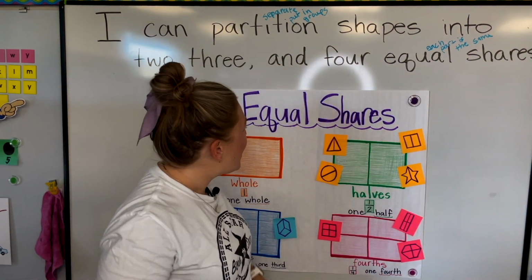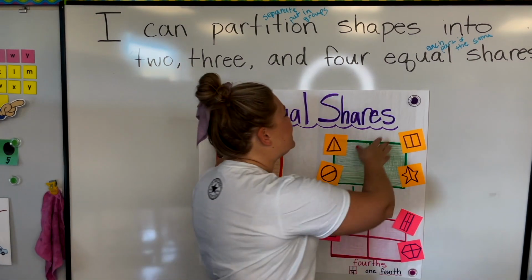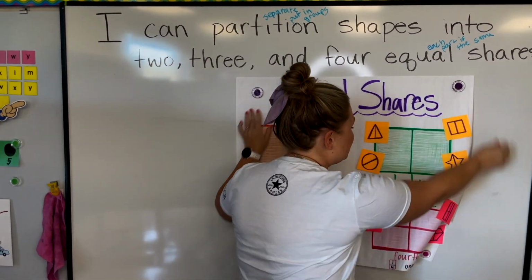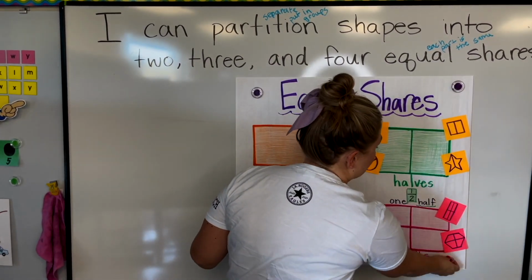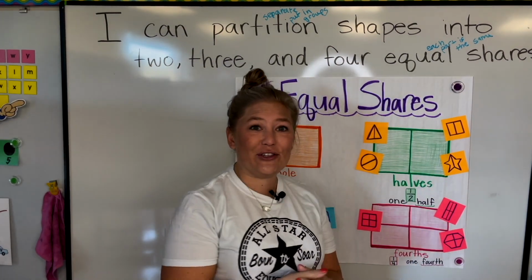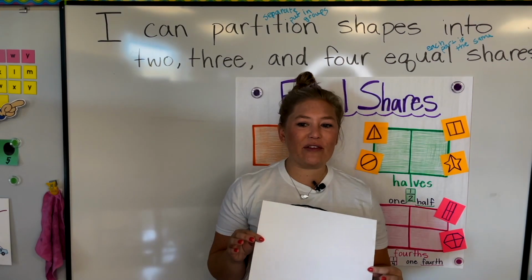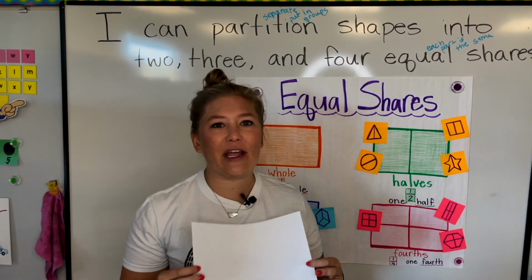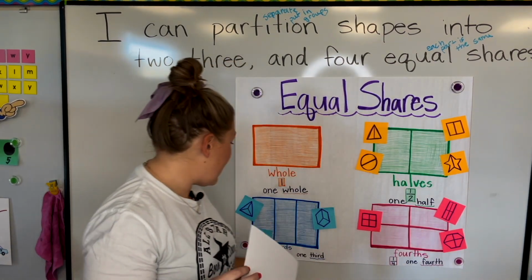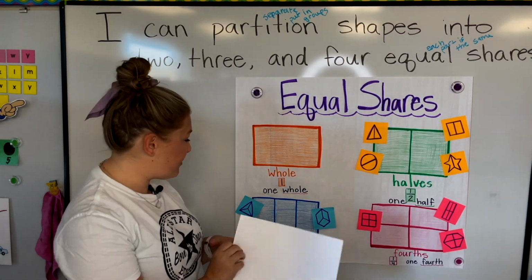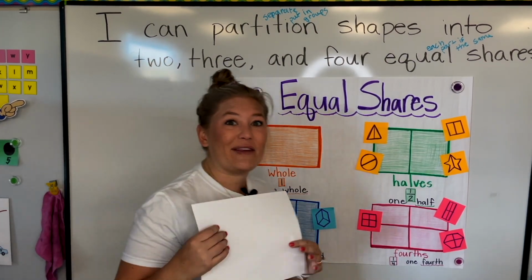All right, so now that we have our different examples in equal shares today, I want you to grab a piece of paper and a pencil, and I'm going to show you what you're going to do. So go ahead and grab that piece of paper. Now that you have your piece of paper, you are going to fold it into thirds. So think about how we can fold it into thirds. Looking at this rectangle, looks a lot like our piece of paper, right?